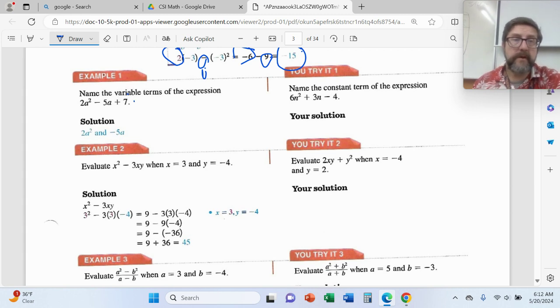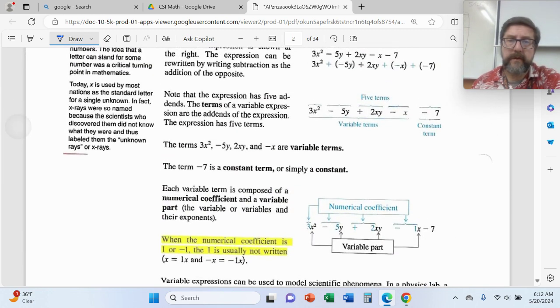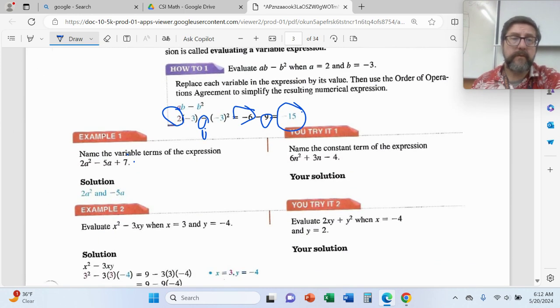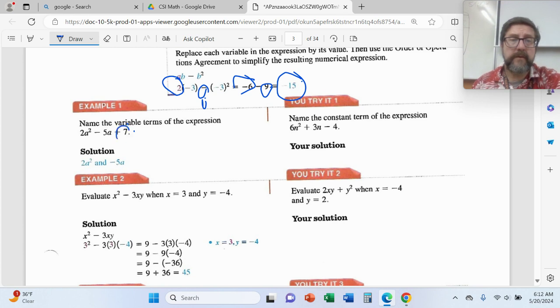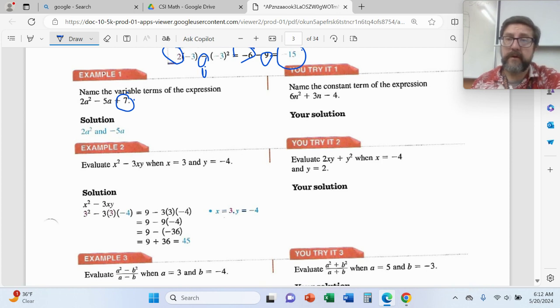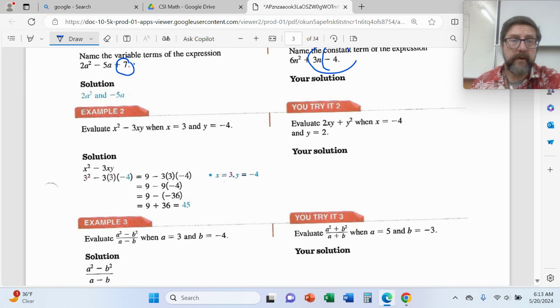Remember, the 7 is a constant. That is what they called it up here, right? The term -7 is a constant term, minus 7. So when we're adding or subtracting, the reason we don't include that as a variable is because there is no variable with it. It's a constant. It's just the number. So you can figure that one out on your own. Name the constant term. So it's only going to want the minus 4. Okay, it is much easier to write with a pen than my finger.